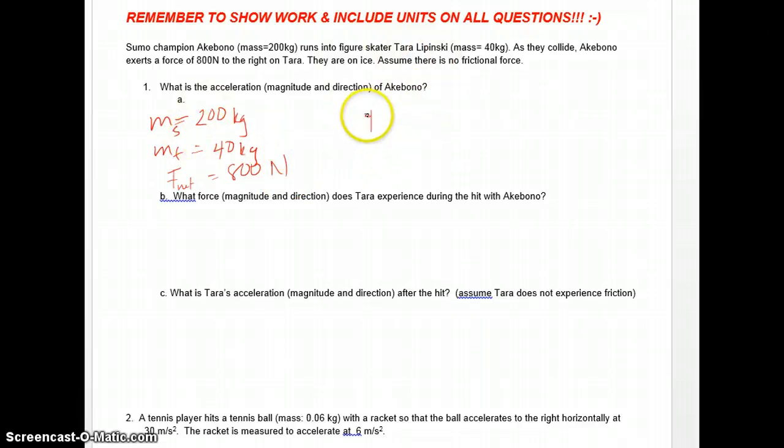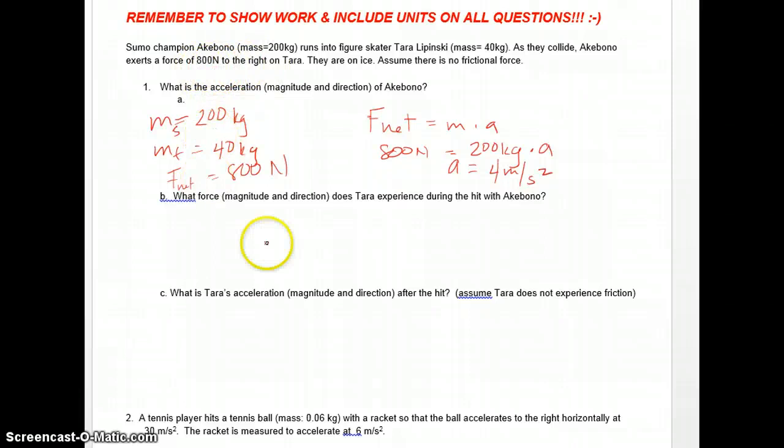So I know that F net equals m times a. In that case, we have 800 newtons. Then we have the mass of the sumo wrestler being 200 kilograms, and the acceleration is what we'd like to know. If you do your division, you'll see that it works out to be 4 meters per second squared. So what is the force of magnitude and the direction that Tara experiences? Well, if the sumo wrestler is exerting a force of 800 newtons to the right, then Tara is exerting 800 newtons of force to the left.